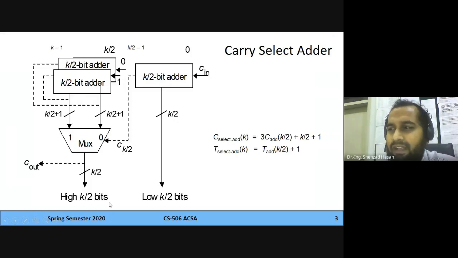So your final answer is actually k by 2 plus 1, k plus 1, sorry. So your final answer is k by 2 plus k by 2 plus 1, right? So this is the cost over here. So you need k by 2 plus 1 for this multiplexer.